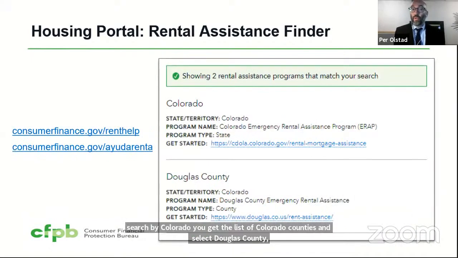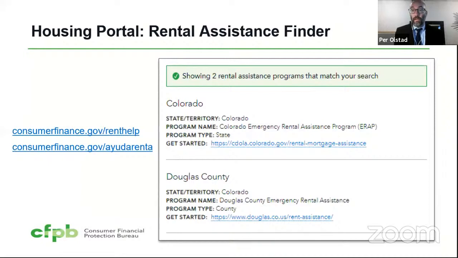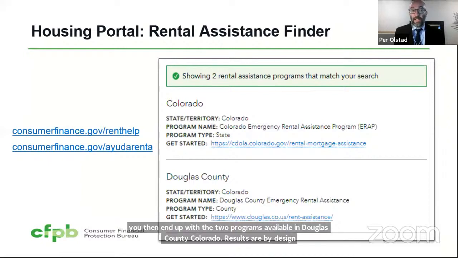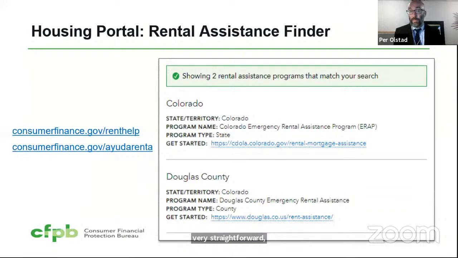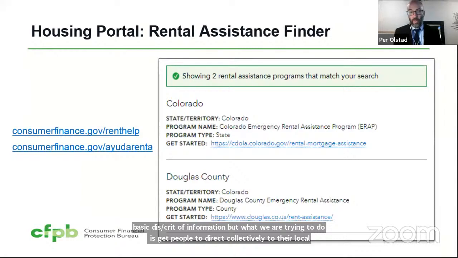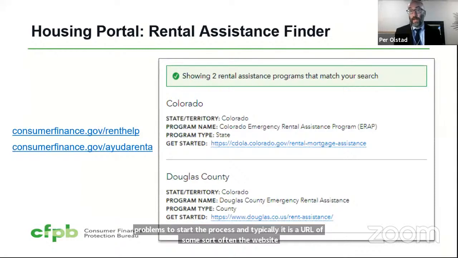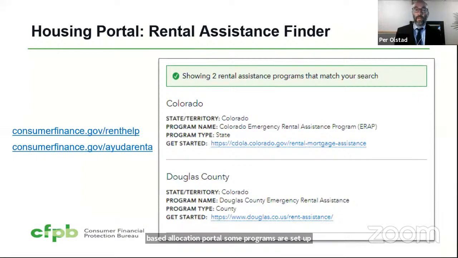You then end up with the 2 programs that are available in Douglas County, Colorado. Now the results are by design very straightforward. We're really focused on that last piece, getting started. There's some basic descriptive information, but what we're trying to do is get people connected directly to their local program to start the application process. Typically, that's going to be a URL, often for the web-based application portal. In some instances, programs are set up so that they prefer to start the process through a hotline or a phone call. And in those instances, we do list the phone number rather than a URL.